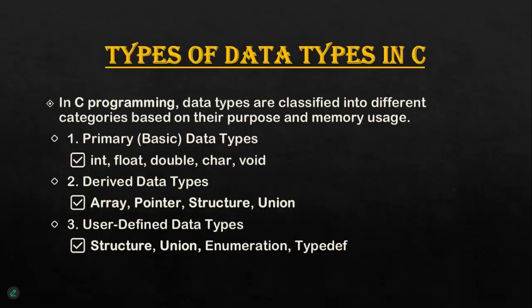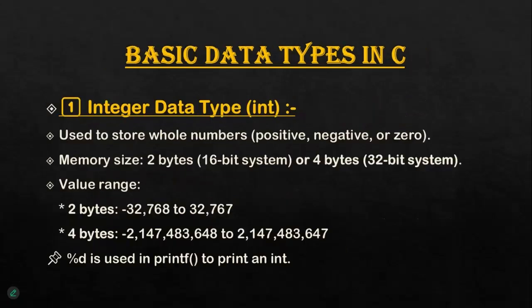Next point, types of data types in C. In C programming, data types are classified into different categories based on their purpose and memory usage. There are primary data types, which are int, float, double, char, void. Second are derived data types, which are array, pointer, structure, union. And third are user defined data types, which are structure, union, enumeration, and typedef. So there are three kinds: primary, derived, and user defined data types. Today we will learn about the basic or primary data types in C.